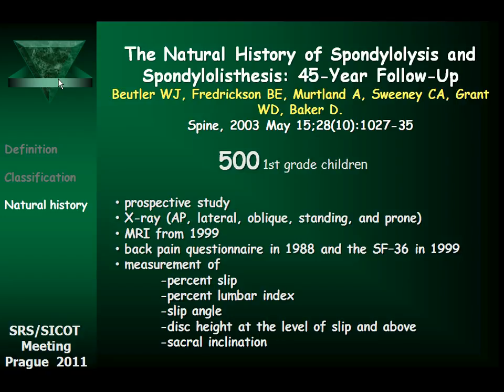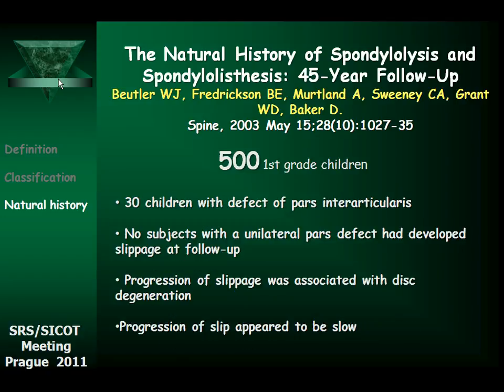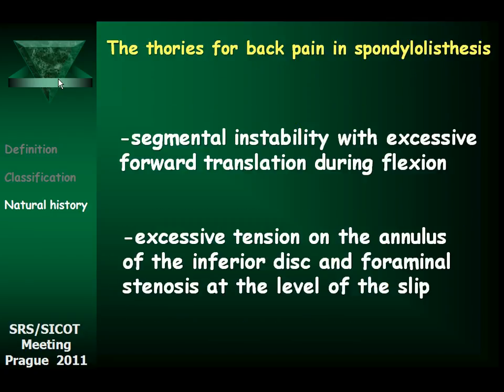They measured percent slip, percent lumbar index, slip angle, disc height, the level of slip and above, and sacral inclination. In this study, they found 30 children with a defect of the pars interarticularis. No subject with a unilateral pars defect had developed slippage at follow-up, and progression of slippage was associated with disc degeneration. Progression of slip appears to be slow.